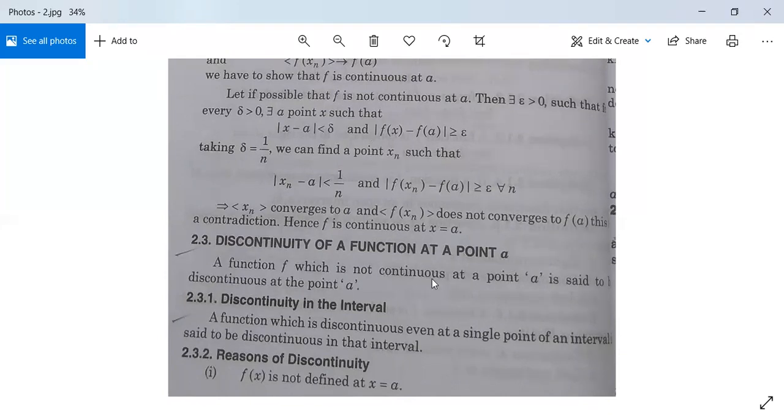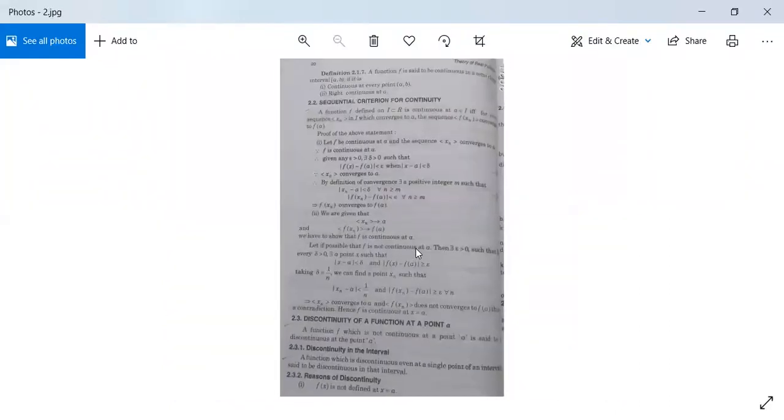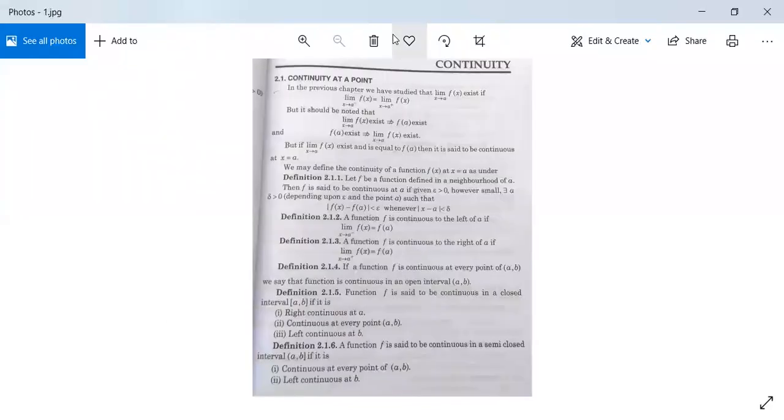After this, discontinuity of a function at a point a. A function f which is not continuous at a point a is said to be discontinuous at the point a. And discontinuity in the interval: a function which is discontinuous even at a single point of an interval is said to be discontinuous in that interval. If it is discontinuous at even a single point in the interval, then the function will be discontinuous in the whole interval. After this, the reasons of discontinuity we will study now. First you note this down, and if there is any problem, ask me.